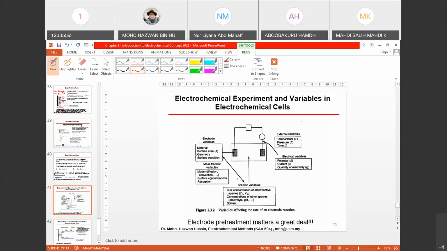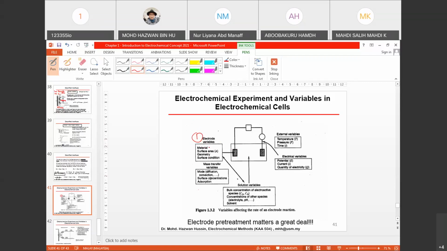The first variable is related to the electrode variables. If you have different sizes of electrodes, it will give you a different current value, and probably different times and so on. The potential will always be the same, but the area over here is different.